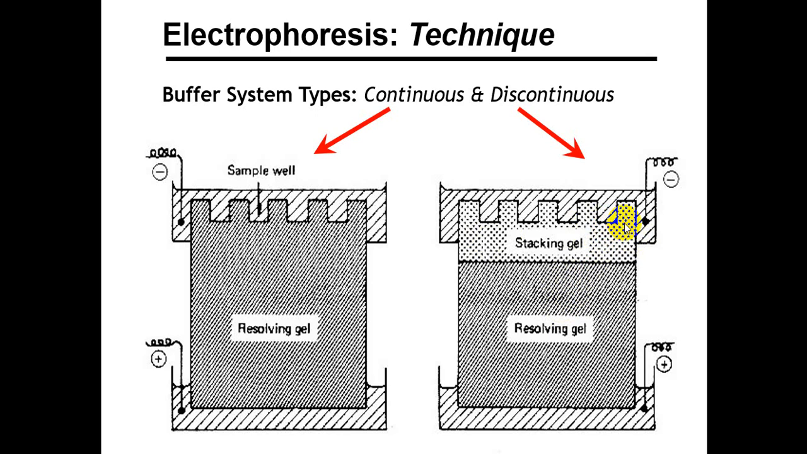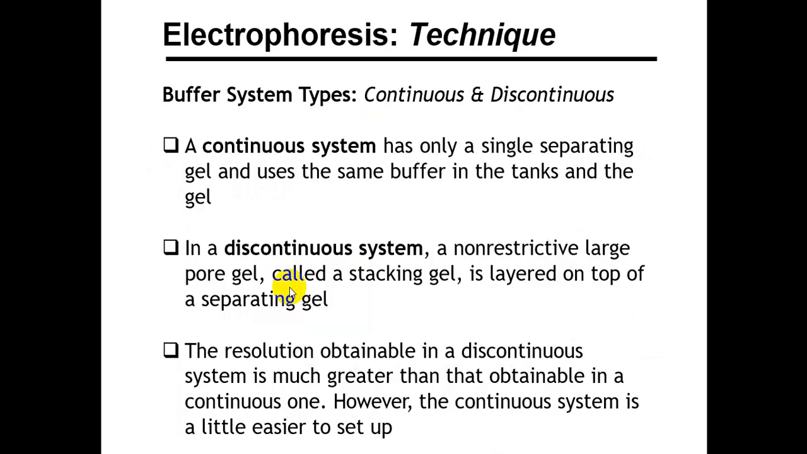So big samples can pass through this one, and very big samples are separated, but averagely big samples can pass through. But these averagely big samples cannot pass through the resolving gel because this resolving gel has smaller pore sizes than this stacking gel. So this one gives a better resolution. The discontinuous system gives a better resolution compared to the continuous system.